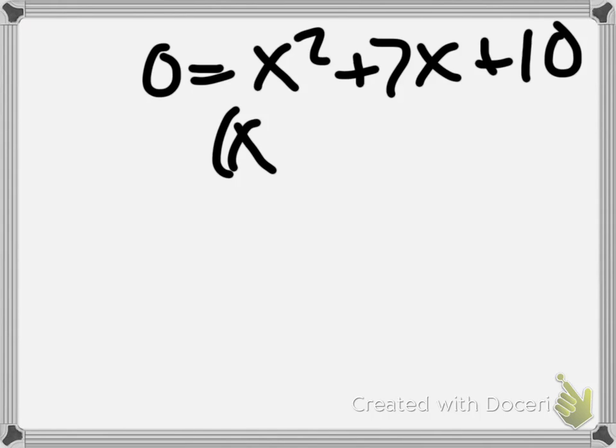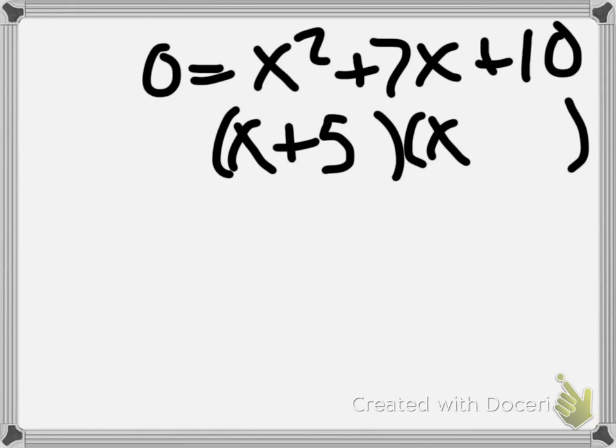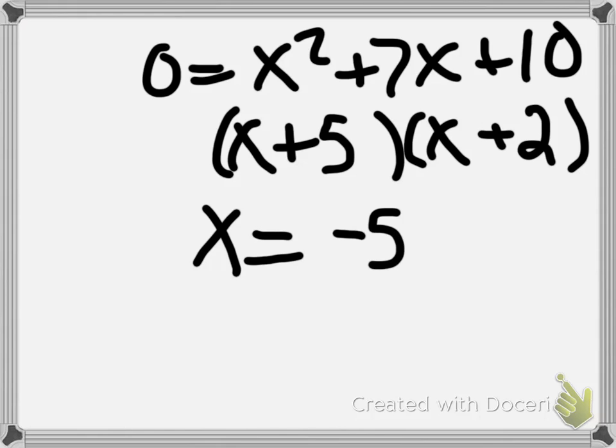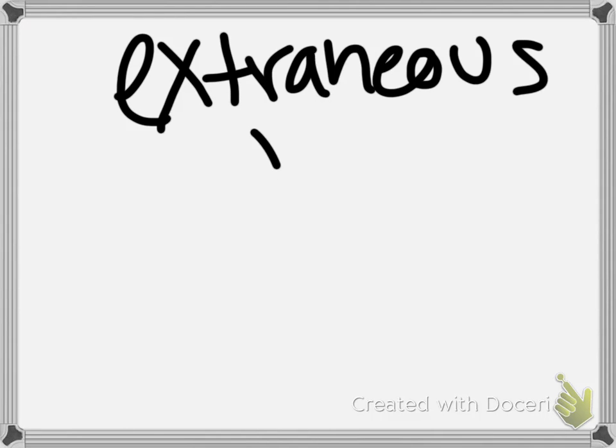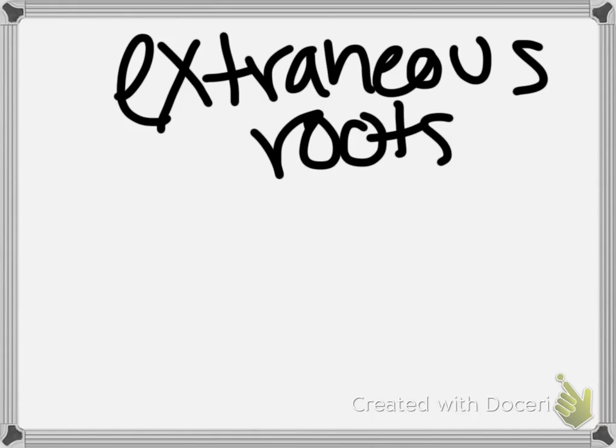We get x plus 5 and x plus 2. So x is equal to -5 and -2. So now that we found our two solutions, we have to check for extraneous roots, or extra solutions.